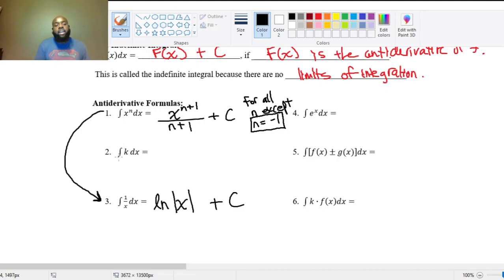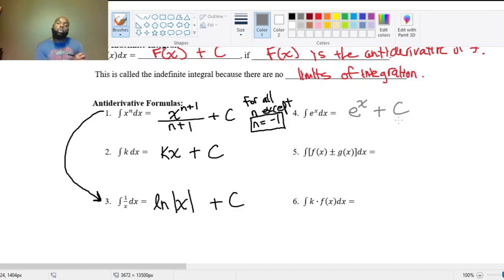If you take the indefinite integral of a constant, it is like a linear function because the derivative of a linear function is a constant. So it's going to be k times your variable x plus c. That's your formula there. The derivative of e to the x is e to the x, so the antiderivative of e to the x is e to the x, so we get e to the x plus c.